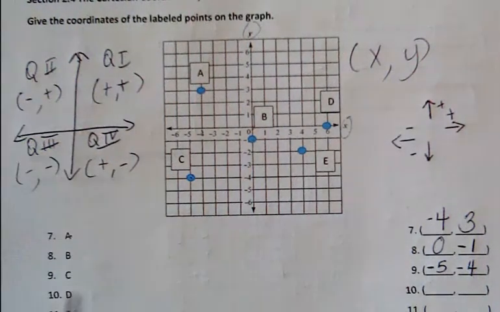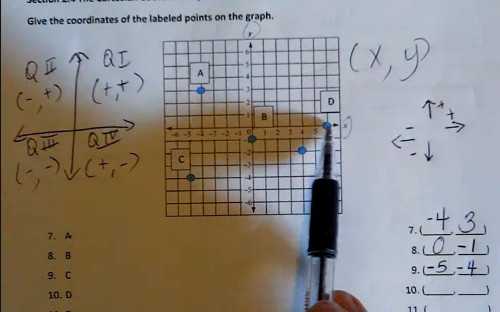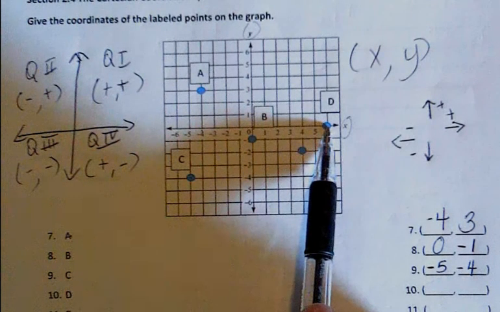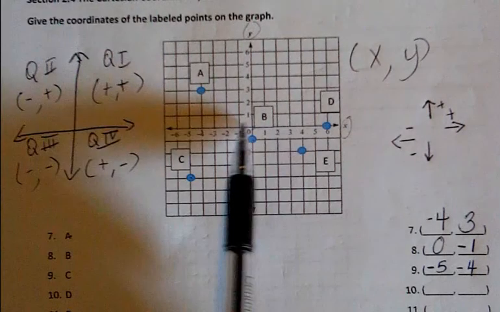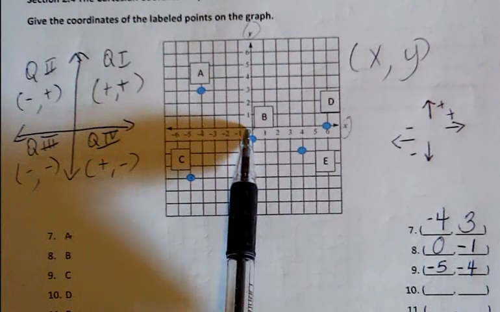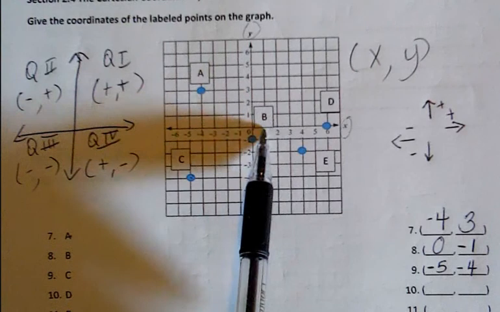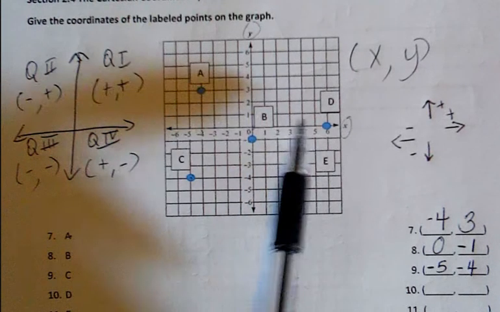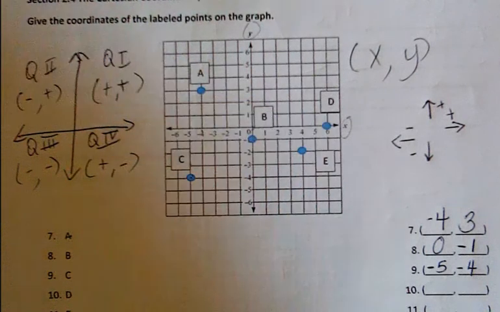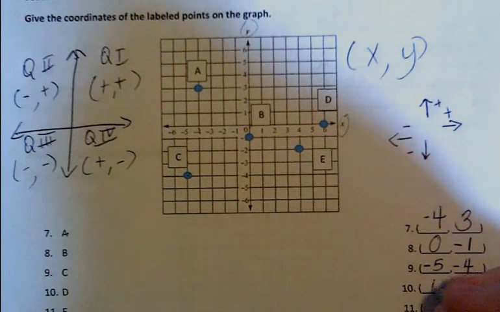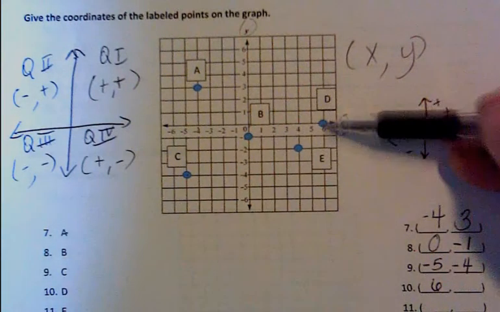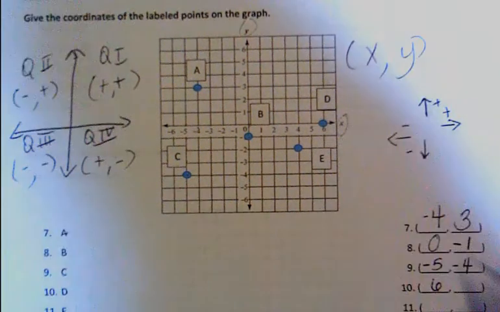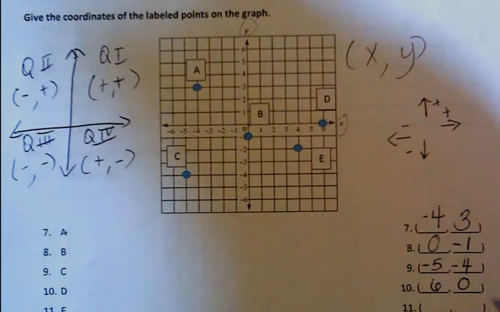So number 10 is D. So I've got D right here, and I'm going to apologize for the cat meows. They're a little jealous right now. So I'm going to go right 6 spaces, it looks like. So let's look. 1, 2, 3, 4, 5, 6. I went to the right, so that would be a positive 6. Now I don't want to go up or down any, because if I do, I leave my dot. So since I'm already there, I'm going to put a 0 for my y value.